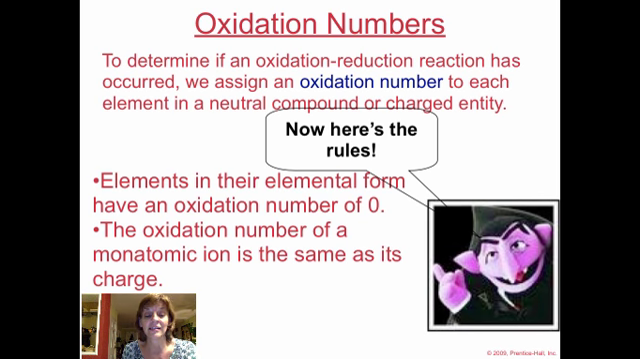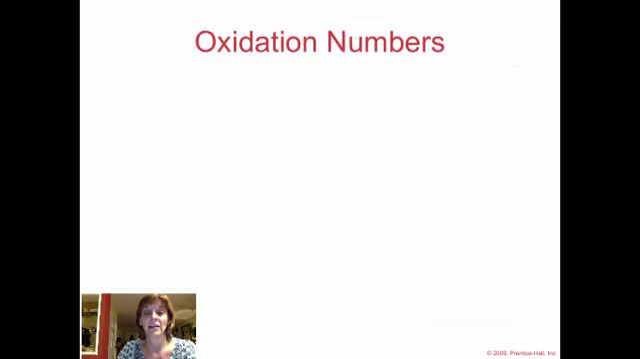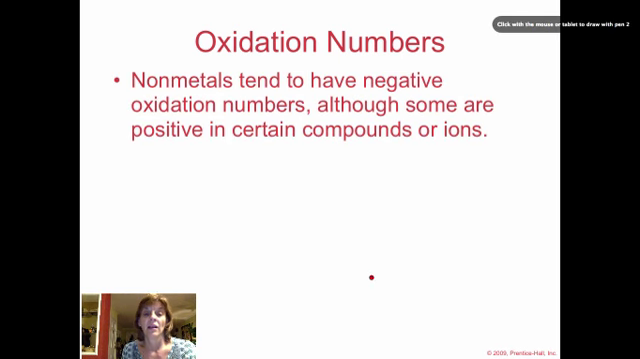An atomic ion has an oxidation number the same as its charge. So we've learned the alkali metals are all +1. So sodium, for instance, has a +1 ion charge. That is also what we would call its oxidation number. Okay, some more rules.